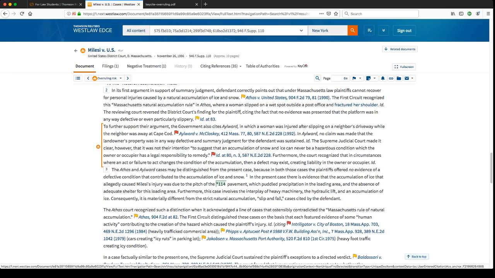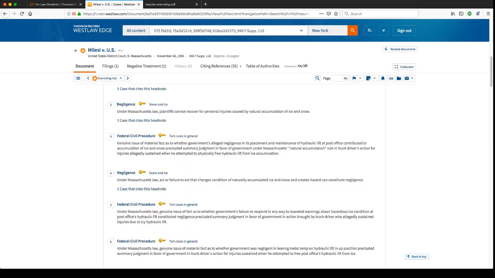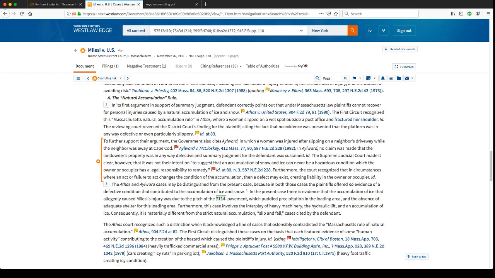And in fact, if I click on the number 2 here, you'll see it takes us back to the headnote where it's talking about natural accumulation of snow and ice. So the reason that this part of Malesi is at risk for you if you cite to it is because Papadopoulos invalidated Elwood for that natural accumulation of snow and ice doctrine. We simply don't use that doctrine in Massachusetts anymore. Papadopoulos requires us to use the doctrine of reasonable care.